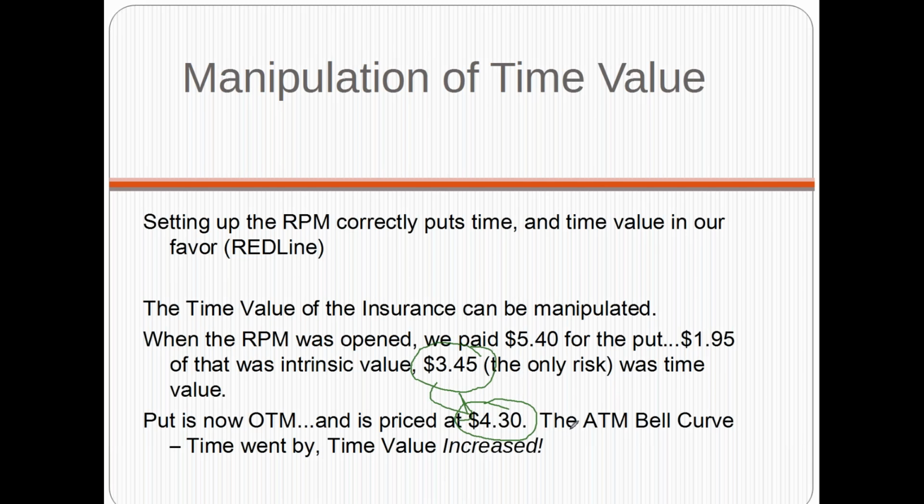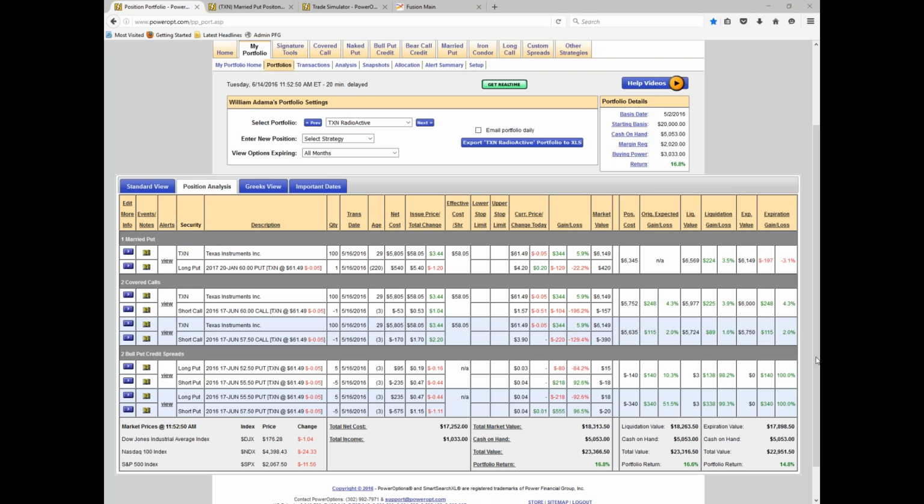So the at-the-money bell curve gave us the opportunity where our time value swelled as our put option went from in the money to at the money, and a little bit out of the money now, still close to at the money. We can use this as manipulation to lower the risk on our position and generate income perhaps. Let's talk about that. I'm going to pause the screen once more. Let's go back to Power Options and to our married put position on Texas Instruments.